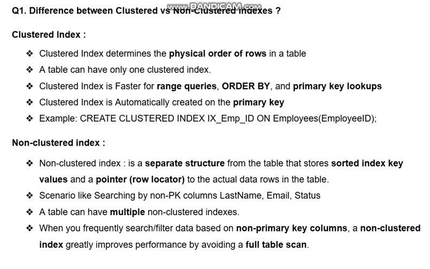When you frequently search and filter data based on non-primary key columns, a non-cluster index greatly improves performance by avoiding the full table scan. For example, if you have not applied cluster and non-cluster indexes, what will happen? In a database, data is stored in a heap-like structure, so wherever the storage is available, it is stored there.